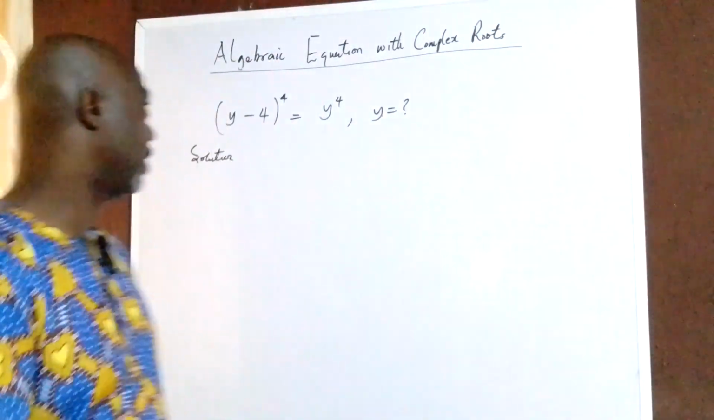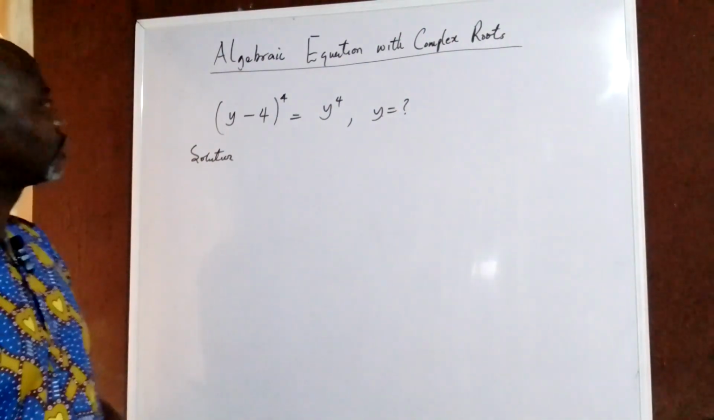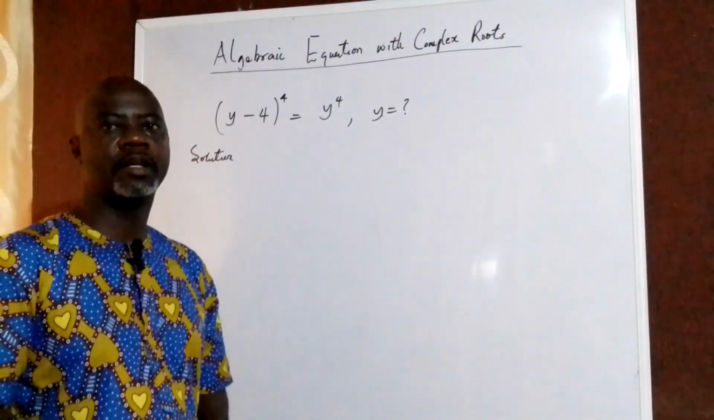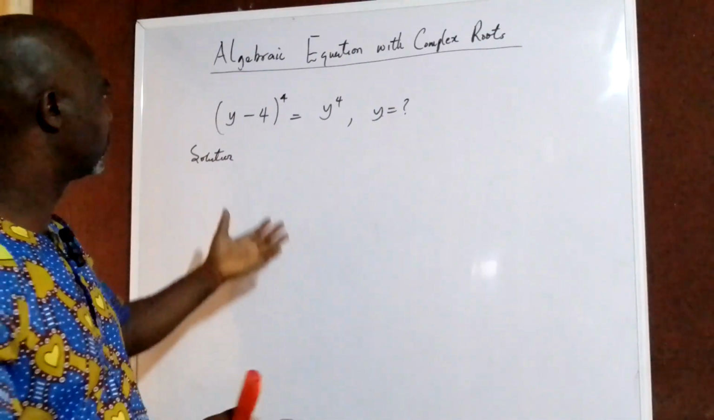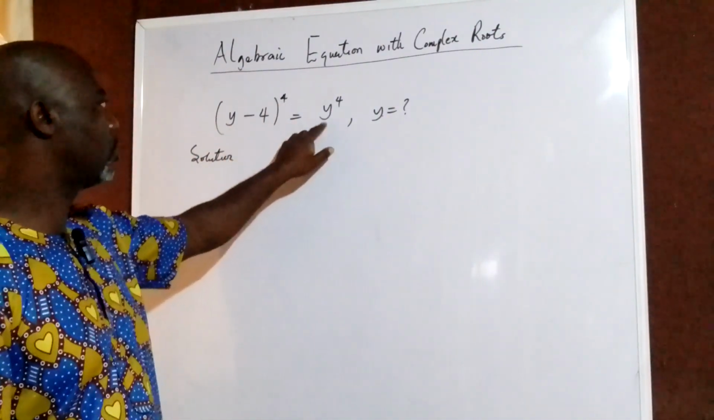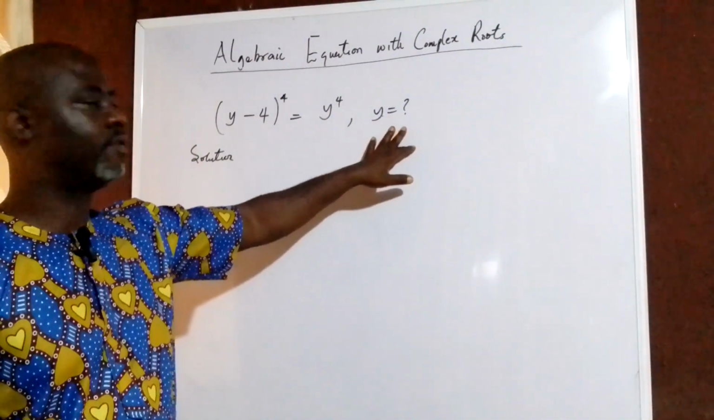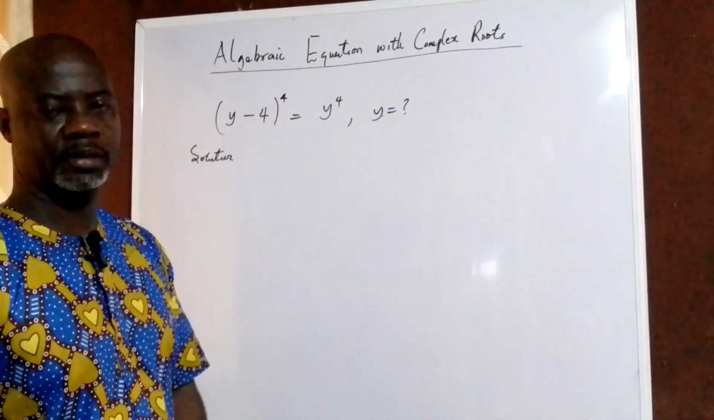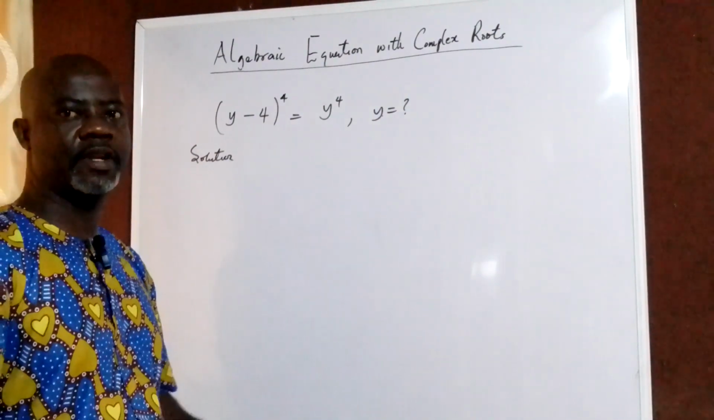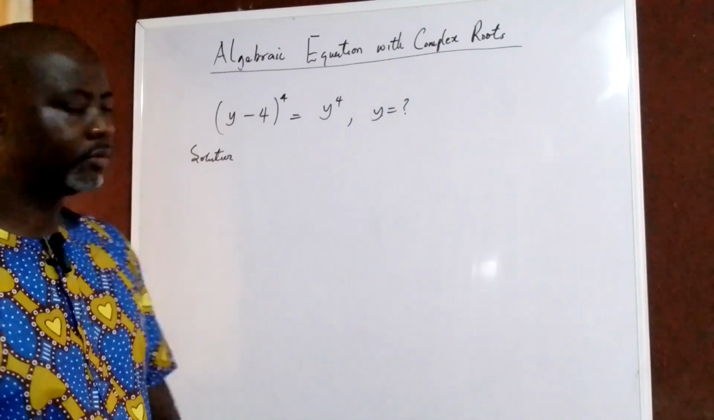Today we have an algebraic equation with complex roots before us to solve. The question is (y minus 4) to the power of 4 equal to y to the power of 4. What would be the values or the value of y? So we are going to see the different values of this y.